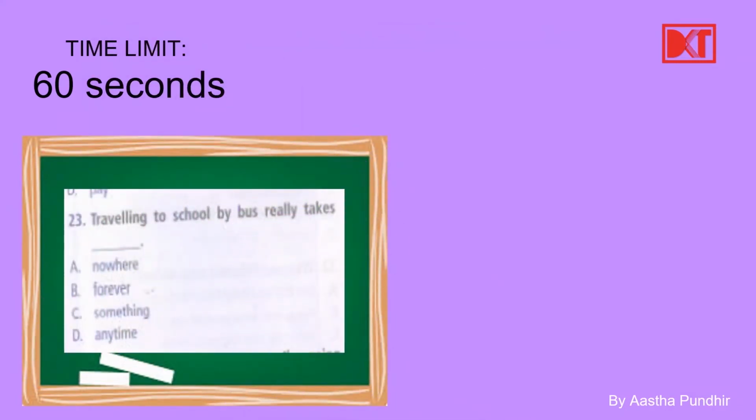Traveling to school by bus really takes nowhere. B really takes forever. C really takes something. Or D really takes any time. Here the correct answer is B, forever. Now when we say it takes forever, we're not really meaning it literally, because traveling to school by bus cannot literally take forever. Rather, when we say something is taking forever, we are actually saying that it is taking a lot of time. Okay.